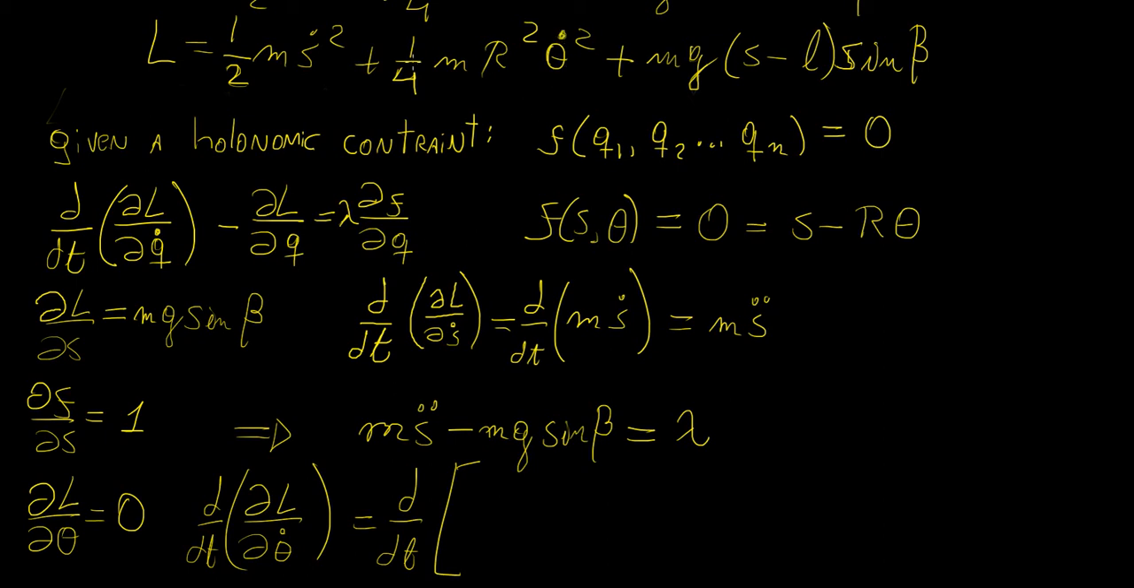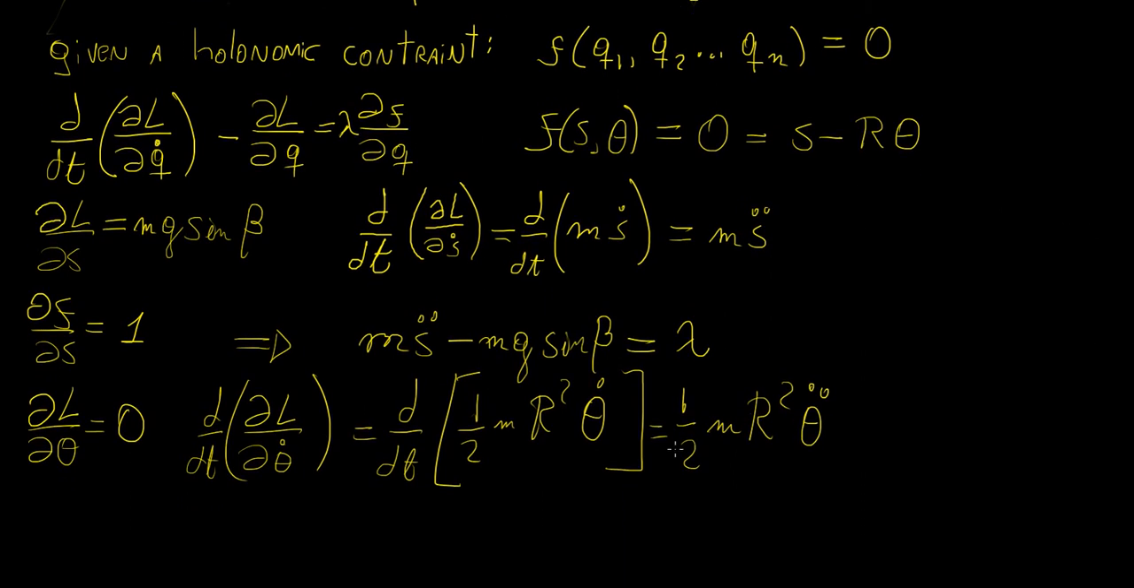So bring the 2 down, this becomes half of mr squared theta dot. Differentiate the whole thing with respect to time, this becomes half of mr squared theta double dot. And now we differentiate our f of s and theta with respect to theta, and that's going to give us minus r.